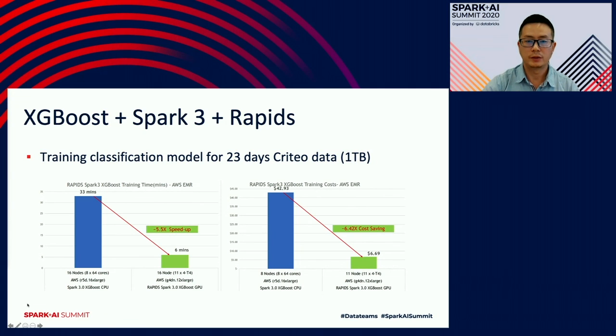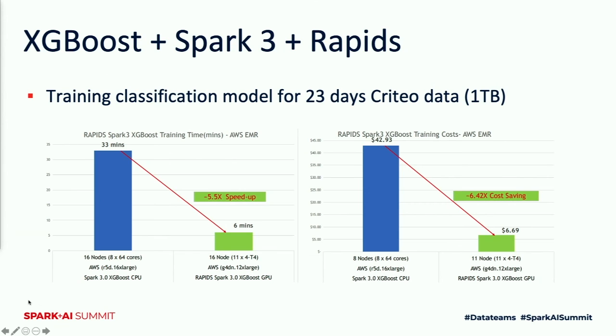And we also did the benchmark for Criteo data, total 1 terabyte. We have a 5.5x speedup in training time and 6.4x cost saving.